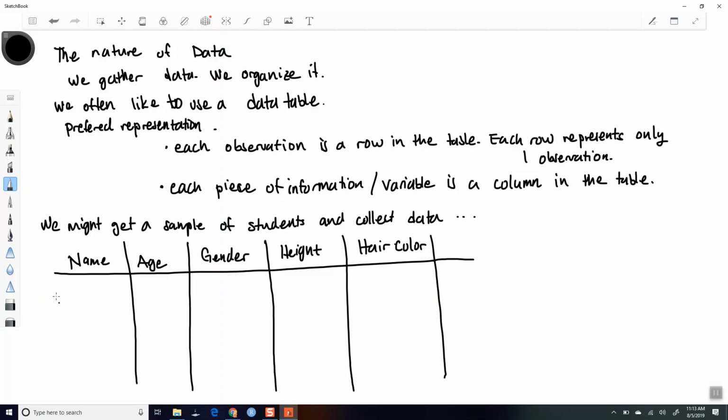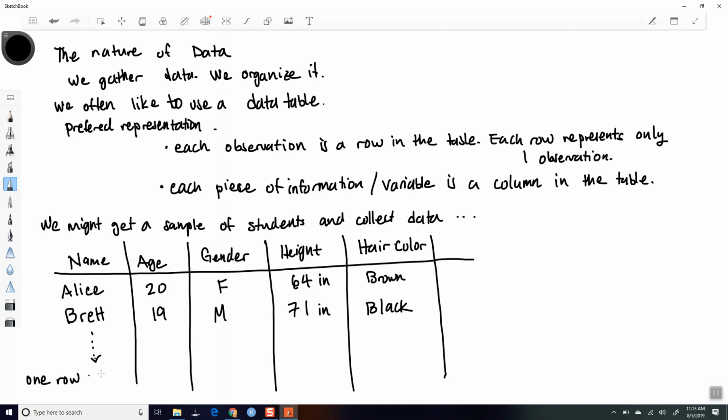So we've got Alice, who is 20, female, feminine identifying, 64 inches, has brown hair. And we'll say Brett is 19, 71 inches, has black hair. I'm just making stuff up. And you'll have basically one row per student.